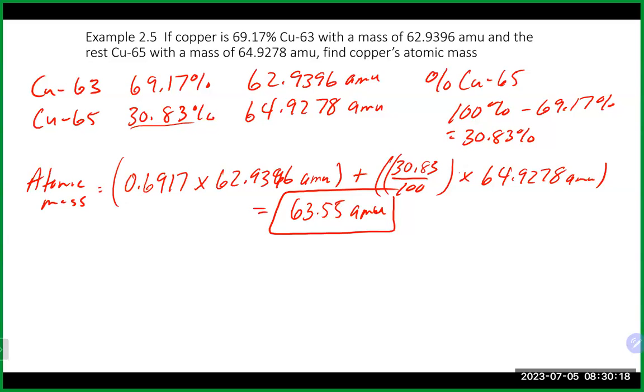There we go, copper. Any questions on that calculation? So again, some variations on this sort of problem is maybe you are given the atomic mass, and you need to find the individual isotope's mass or something like that. So you have those types of variations. Any questions on calculating atomic mass or anything like that?